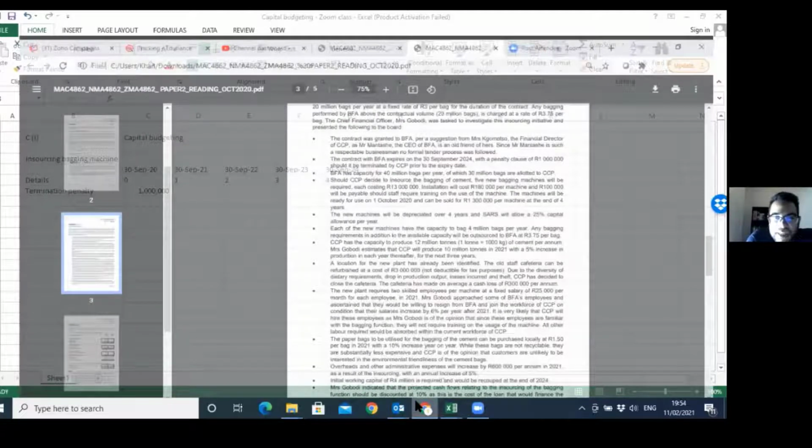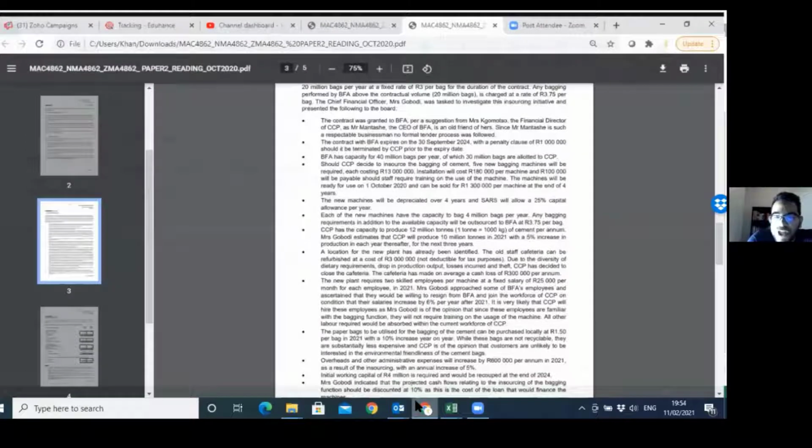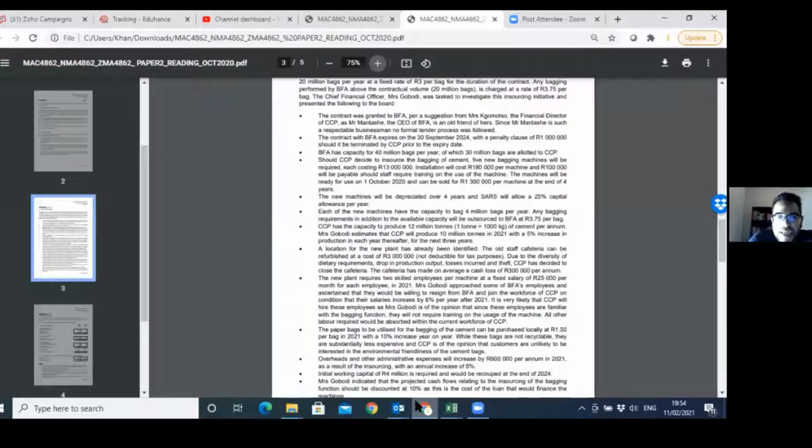BFA has a capacity of 40 million bags per year, of which 30 million bags are allocated to CCP. Should CCP decide to insource the bagging of cement, 5 new bagging machines will be required, each costing 13 million rand. Installation cost of 180 per machine and 100,000 rand is payable should staff require the training on the use of the machine.